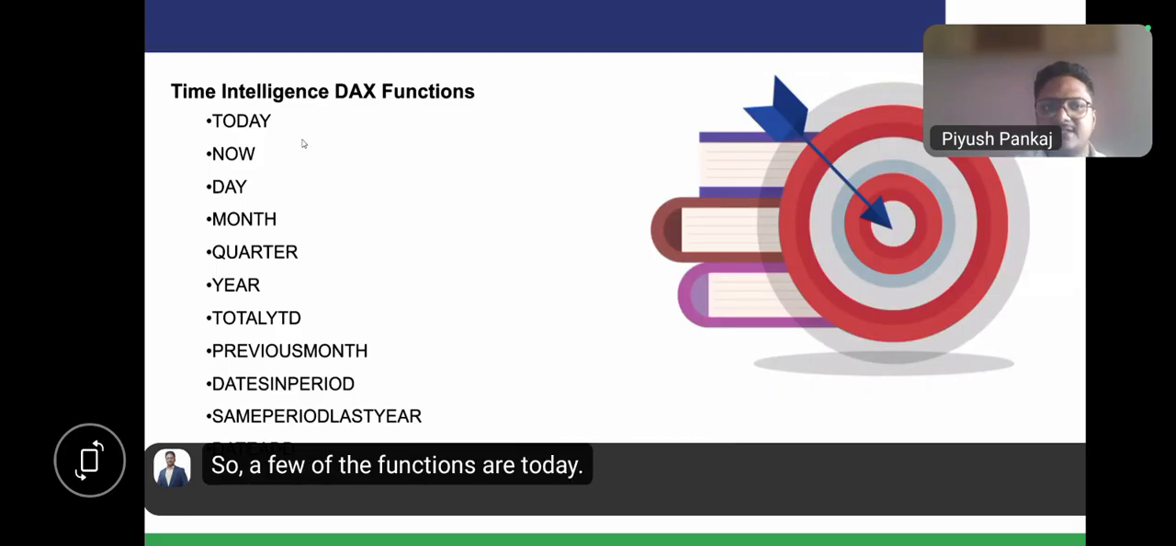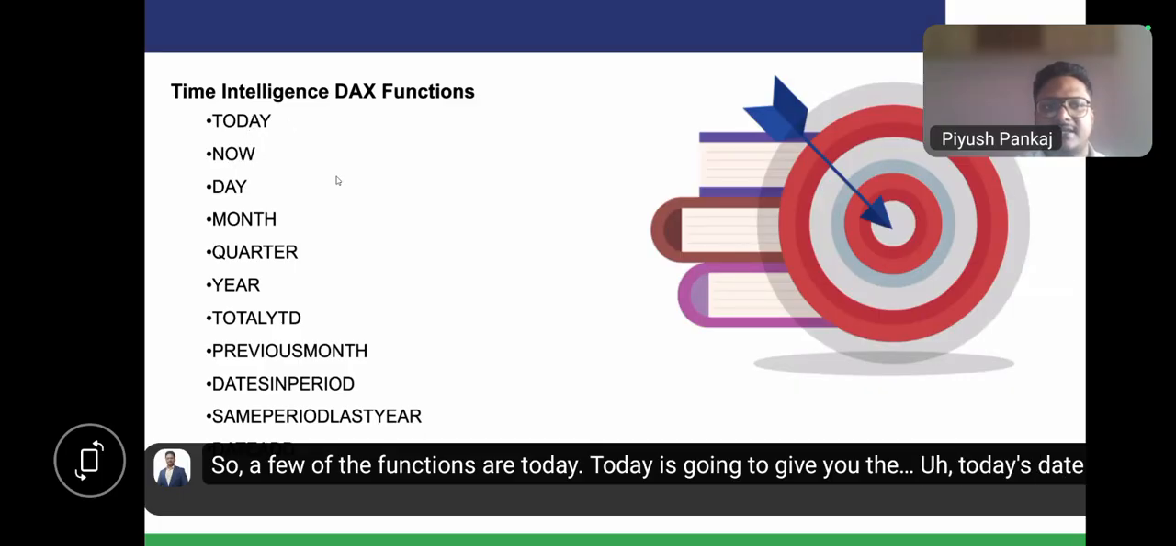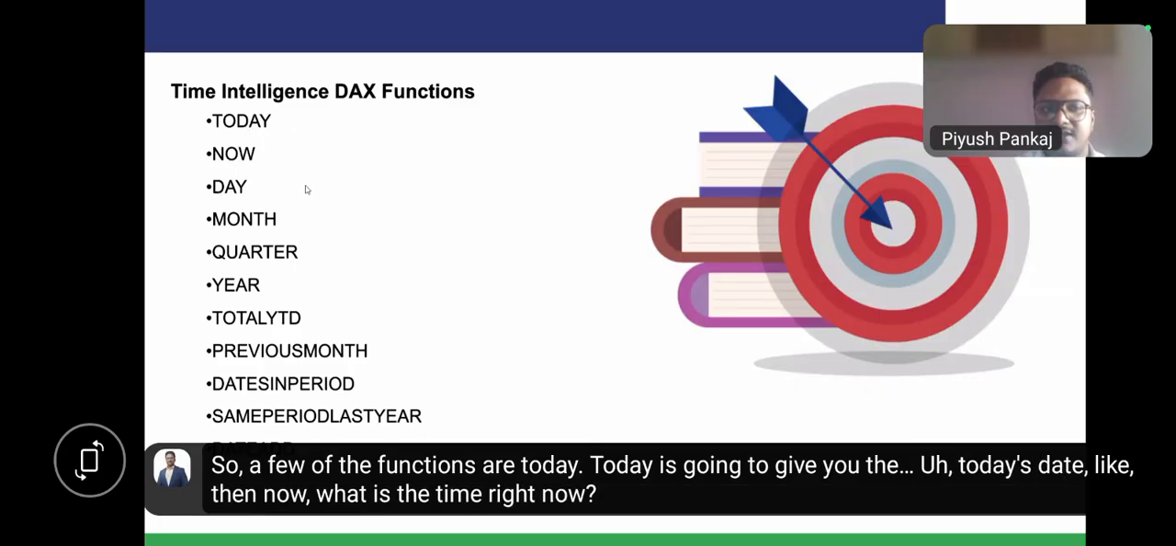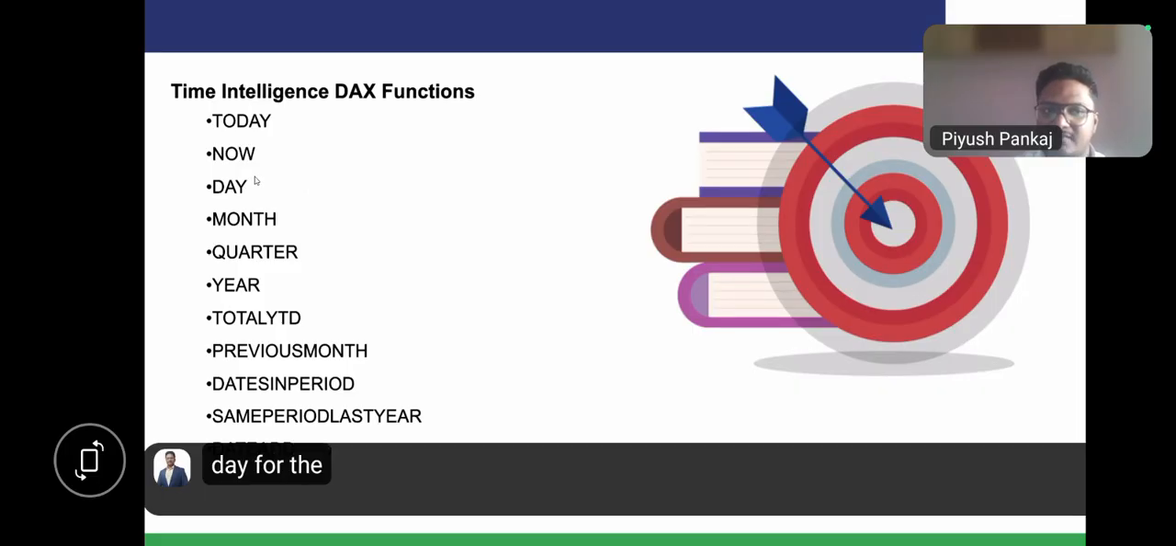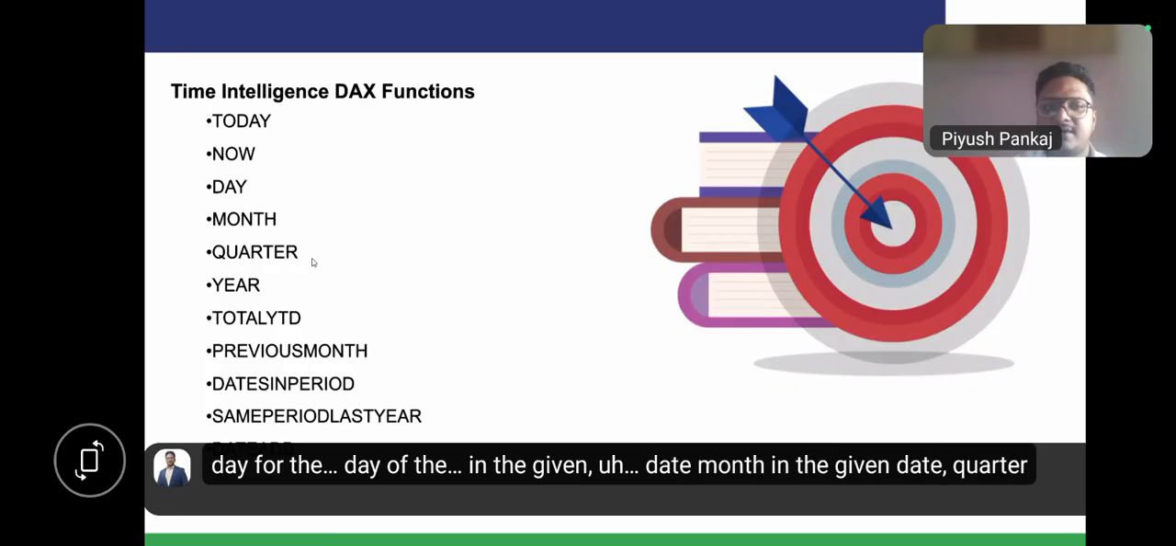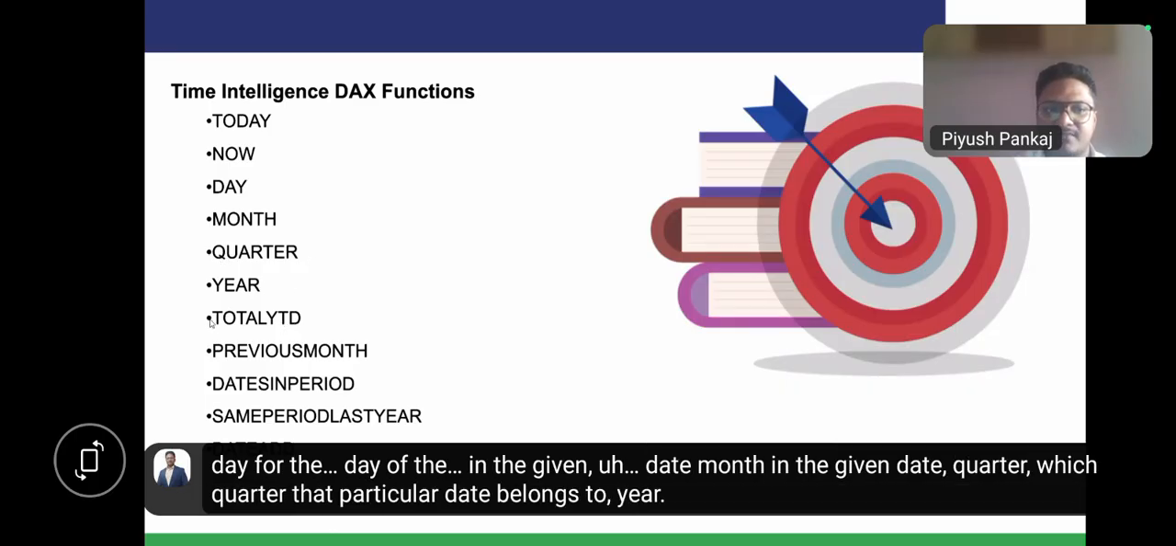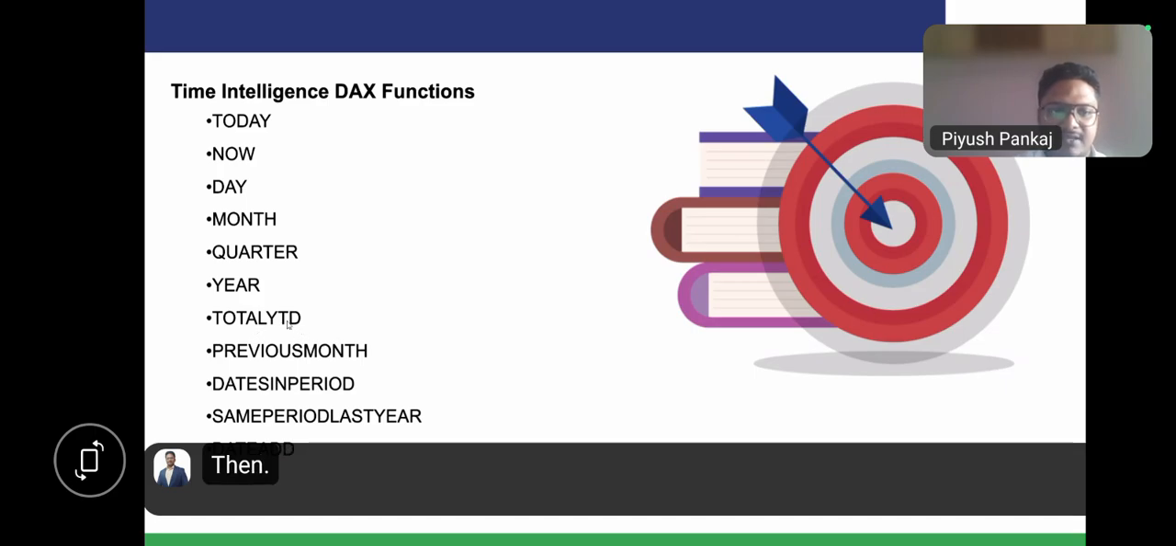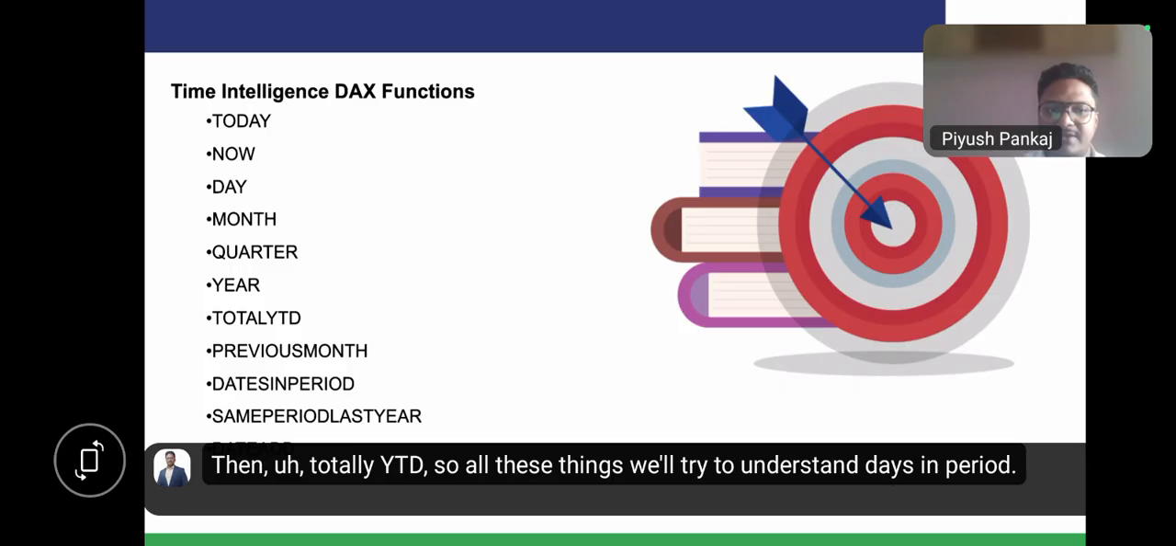TODAY is going to give you today's date. NOW gives what the time is right now. DAY gives the day in the given date, MONTH the month, QUARTER which quarter that particular date belongs to, YEAR, then TOTALYTD. All these things we'll try to understand. DAYS IN PERIOD, a sample period, later.